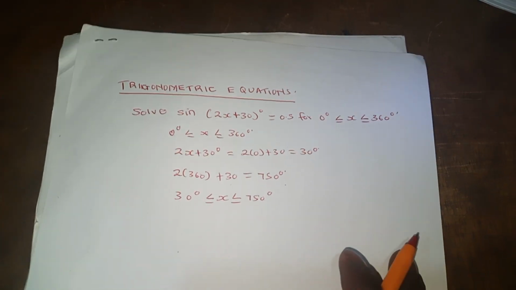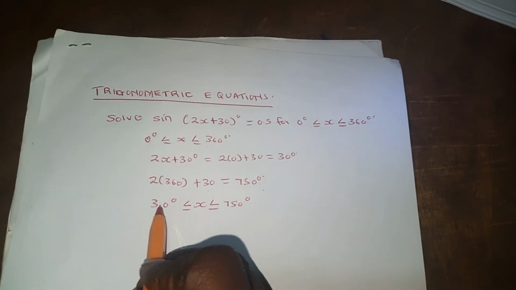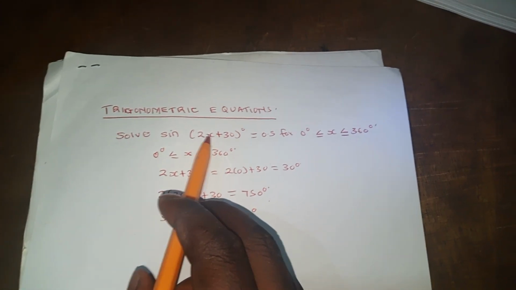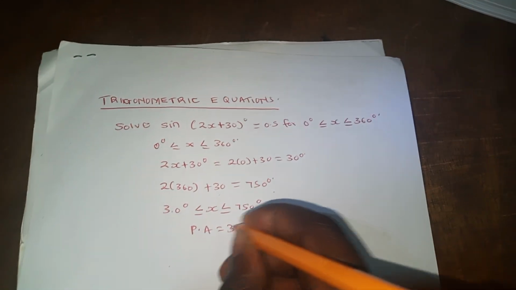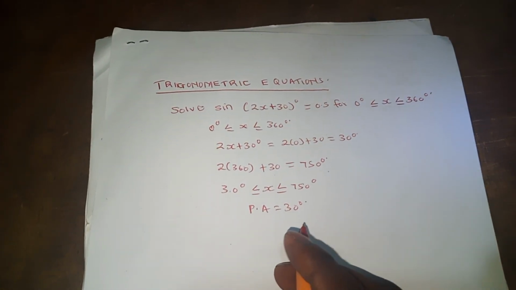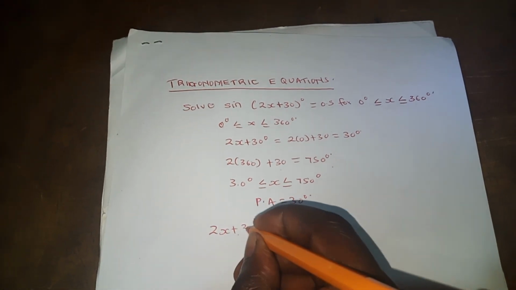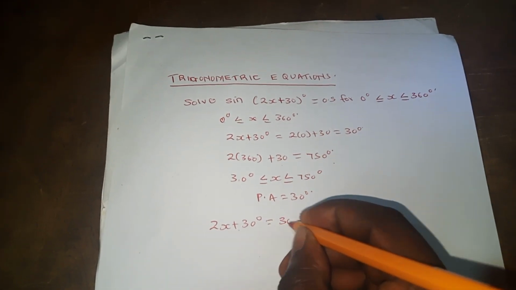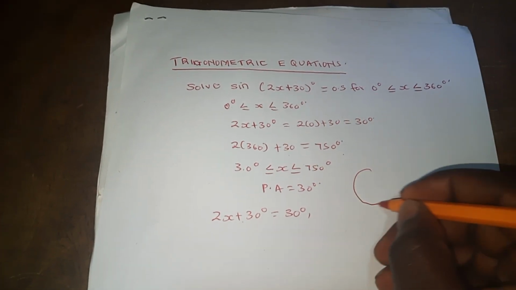So we begin solving it. You first of all select the principal angle. The principal angle is always the minimum angle here. So you take sine inverse of 0.5, and the principal angle will be 30 degrees. That is the first angle. This one is the one that is assisting us to read all the other angles. So I'm going to have 2x plus 30 degrees equal to 30 degrees as the first angle. Then I draw the unit circle.